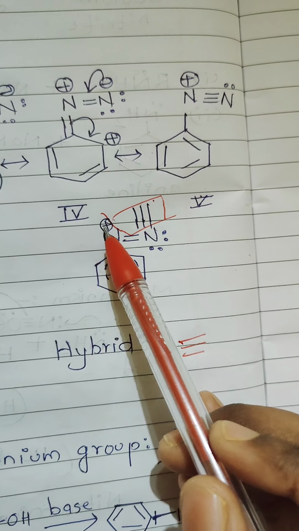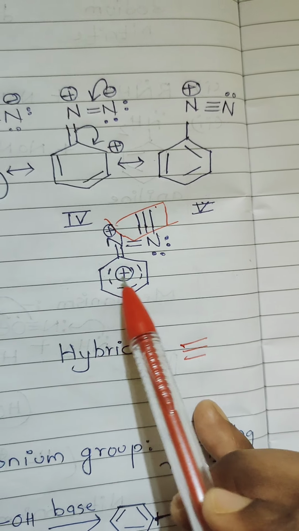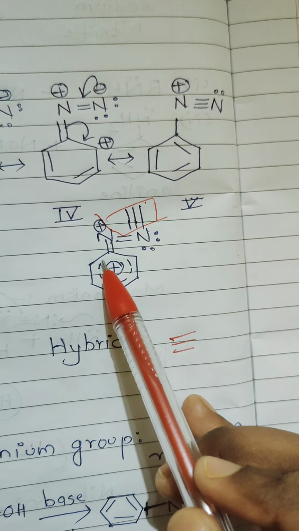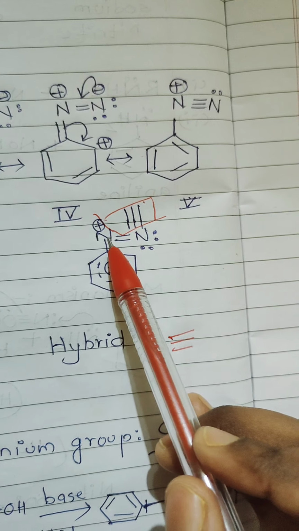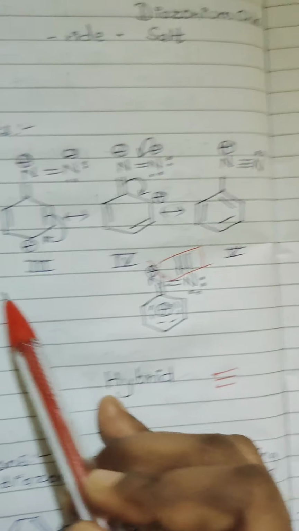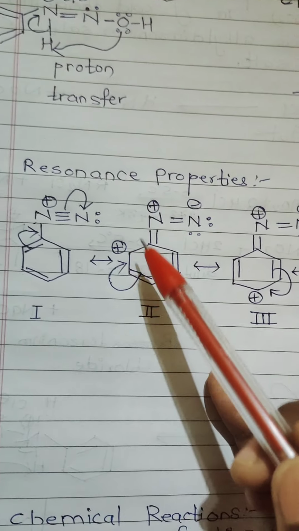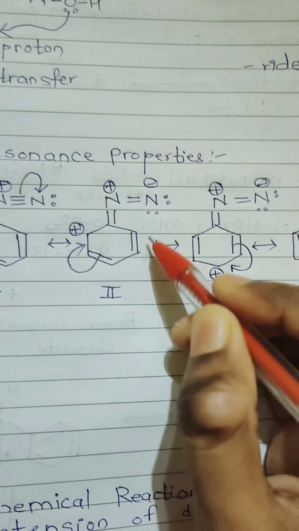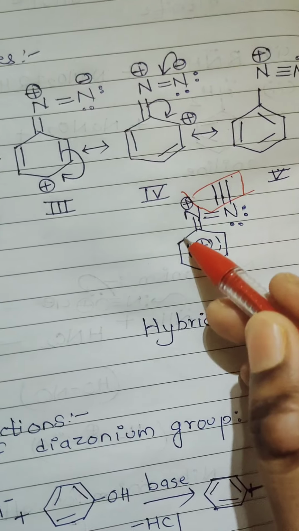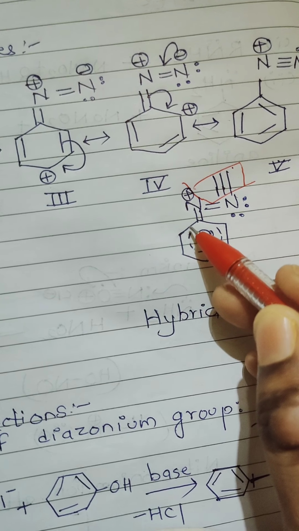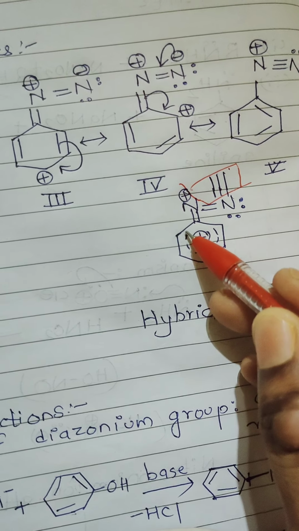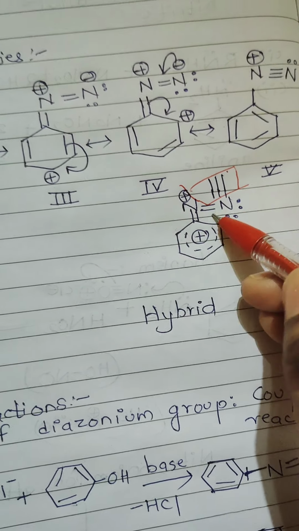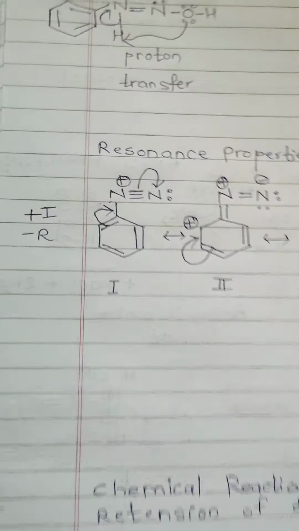By the shift of the pi bond towards this nitrogen, the positive charge gets revolved, or it is present on these places. So the positive charge is circulated, shown in this manner, on these places. This is the resonating structure, the resonance hybrid.